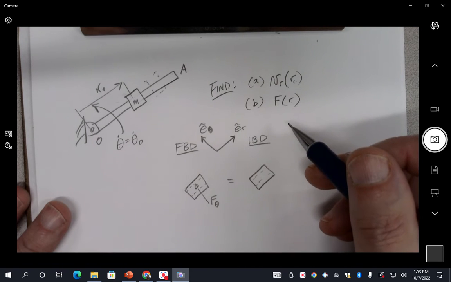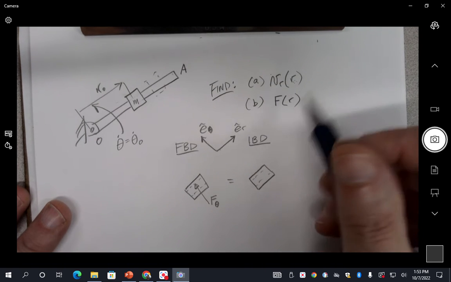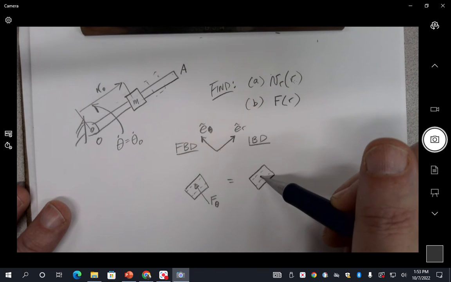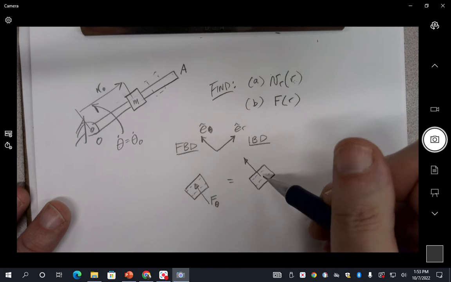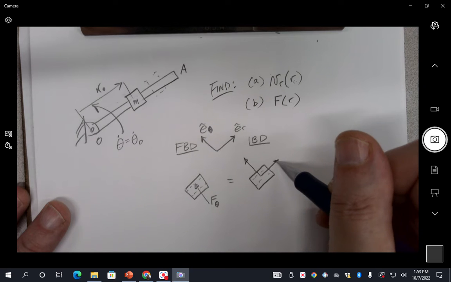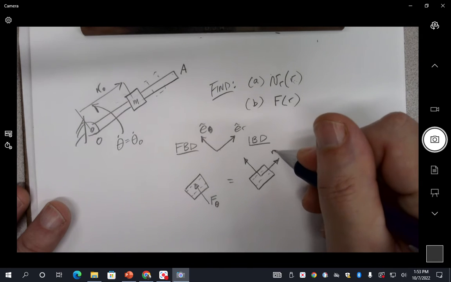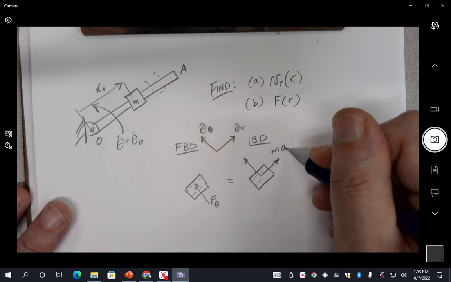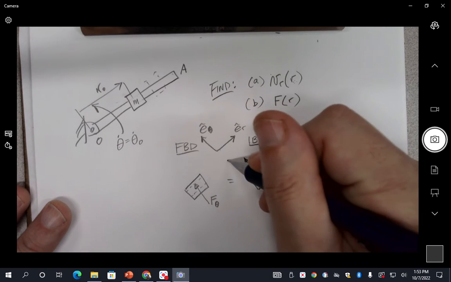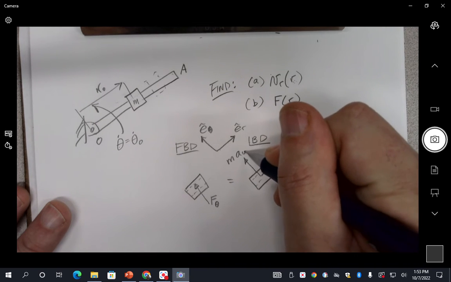Now, when it comes to the accelerations, we don't quite know what they are. So let's go ahead and put them in the positive direction here. We'll take the mass times the acceleration in the radial direction and the mass times the acceleration in the theta direction.